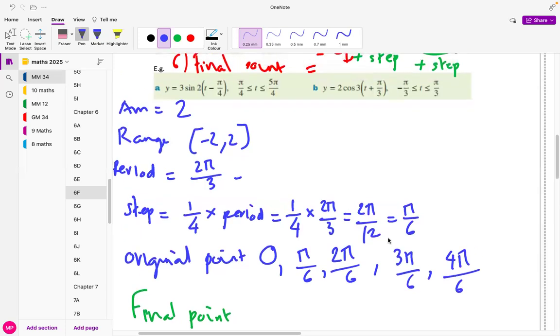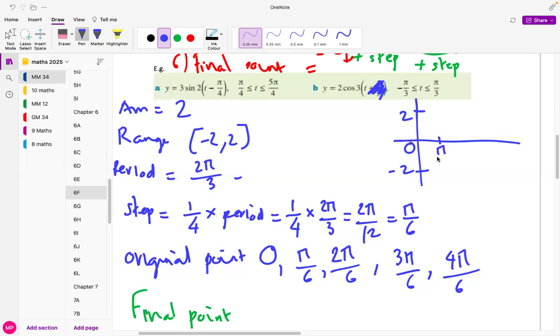Okay, so what does that mean? Now if we ignore the translation, we have the range is -2 to 2, right? And these are the original points: 0, π/6, 2π/6, 3π/6, and 4π/6. I haven't simplified here, but we'll do it later when we finish. The cos graph starts from the maximum, and then middle, minimum, middle, maximum. Let's do it in dotted line. So the cos graph will look like that.